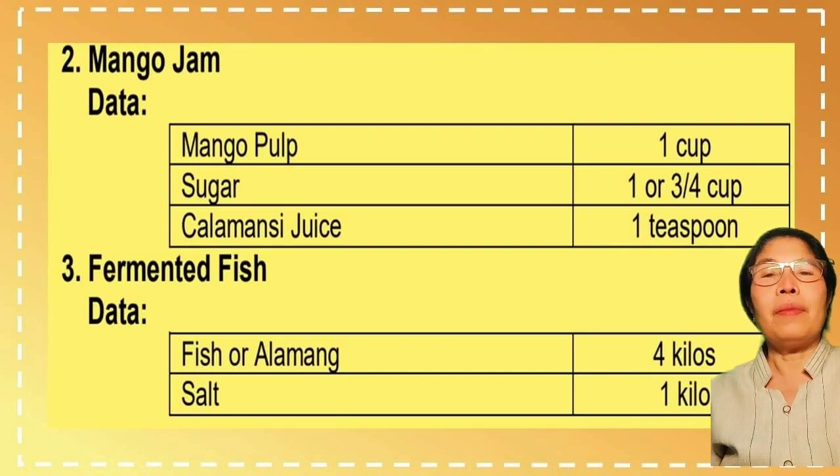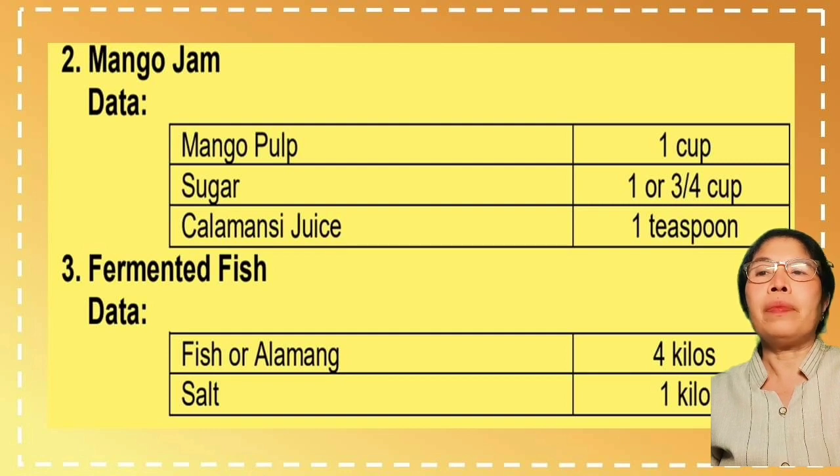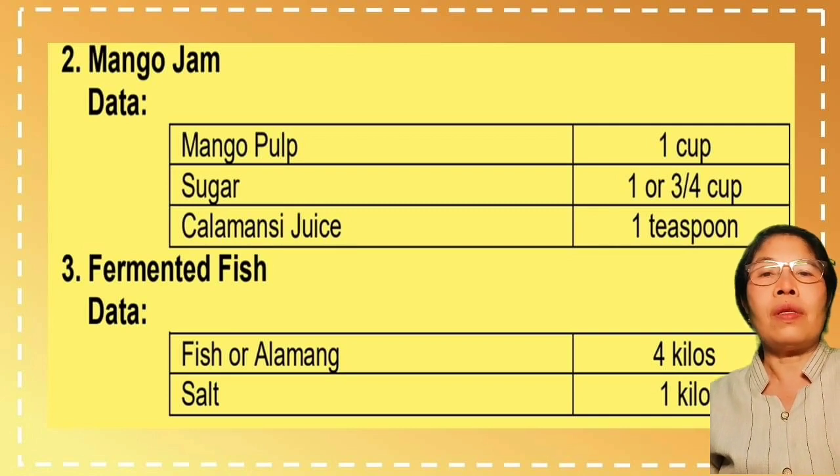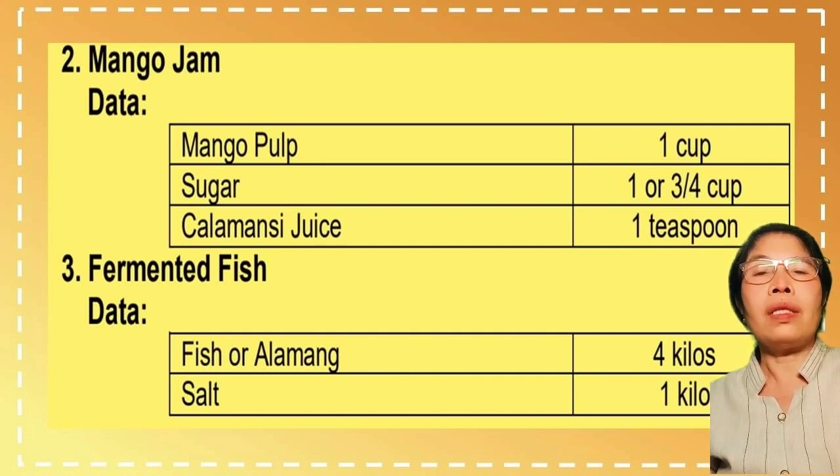Number 2. Mango jam. Data. Mango pulp 1 cup. Sugar 1 cup or 3/4 cup. Calamansi juice 1 teaspoon. For number 3, fermented fish, the data is fish or alamang 4 kilos. Salt 1 kilo.